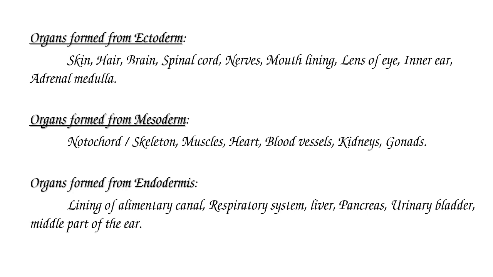And organs formed from endoderm: lining of alimentary canal, that is digestive system, respiratory system, liver, pancreas, urinary bladder, middle part of the ear. These are all developed from the endoderm of the embryonic layer. So all these organs are formed and organized to form organ systems. So brain, spinal cord and nerves are all organized to form the nervous system. The respiratory system, that is nasal cavities, nostrils, pharynx, trachea, larynx, bronchi, bronchioles, lungs, all together form the respiratory system.